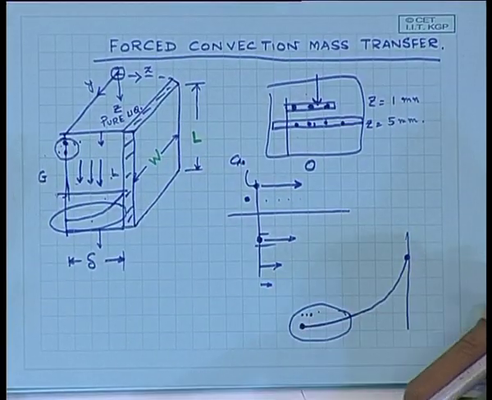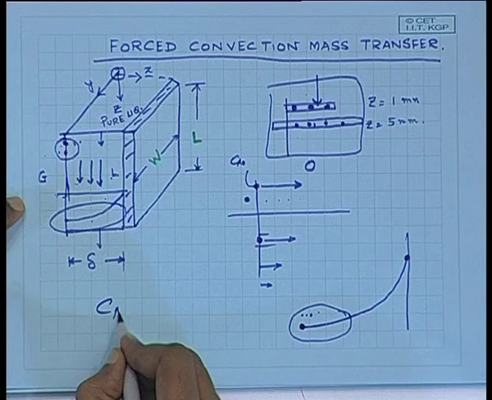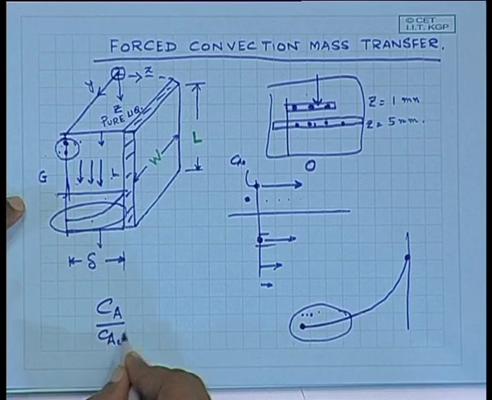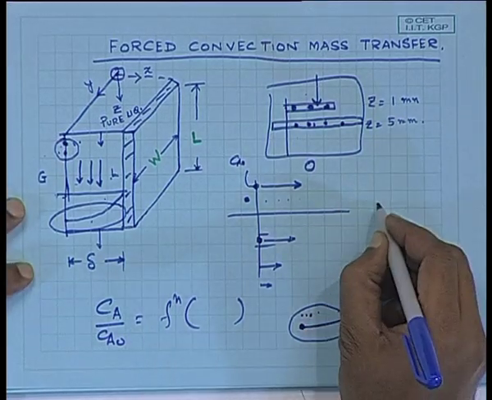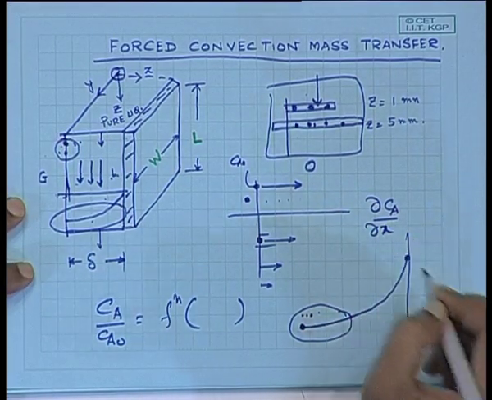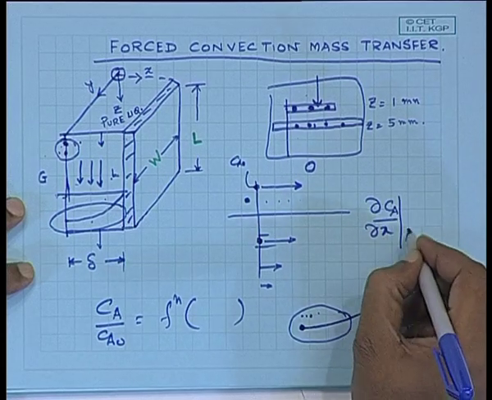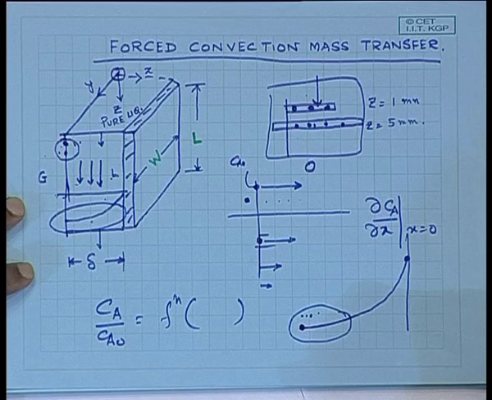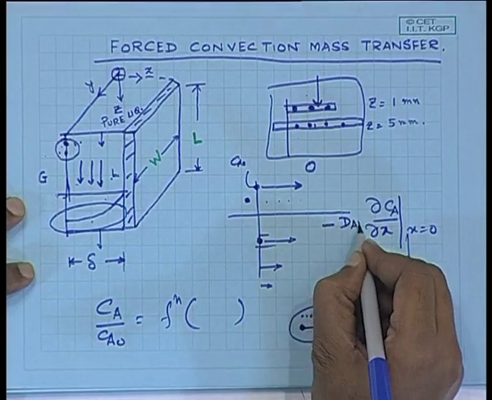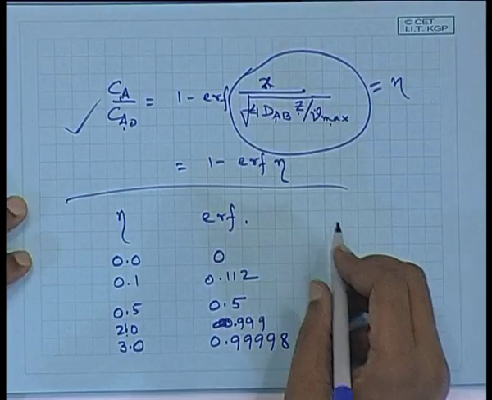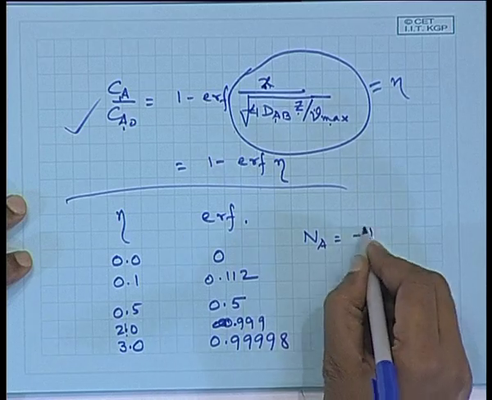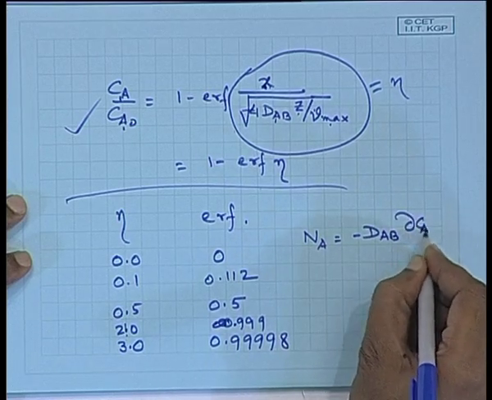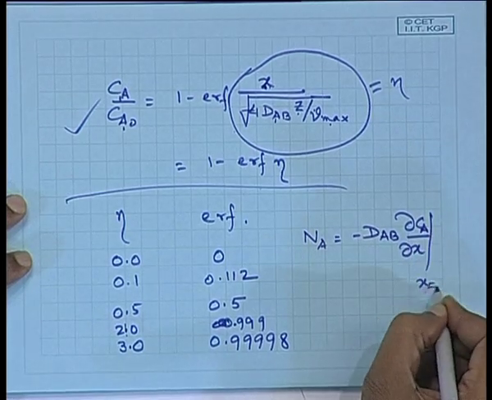This is my figure again. You already know Ca by Ca0 as a function of several other things. So, how do you find out the local mass flux? Del Ca by del x evaluated at x equal to 0, multiplied with minus dAb. So, the local mass flux at x equal to 0 would simply be equal to minus dAb del Ca del x at x equal to 0.